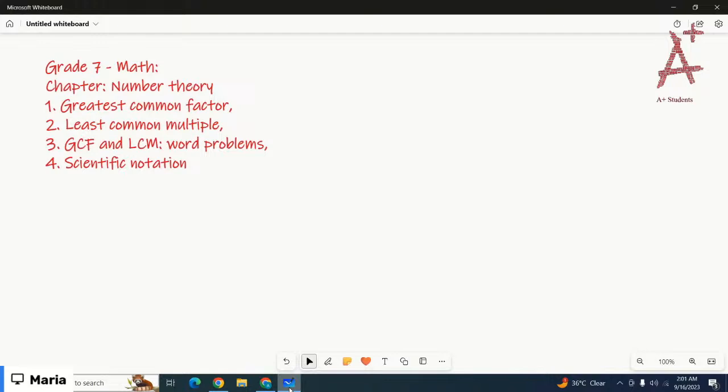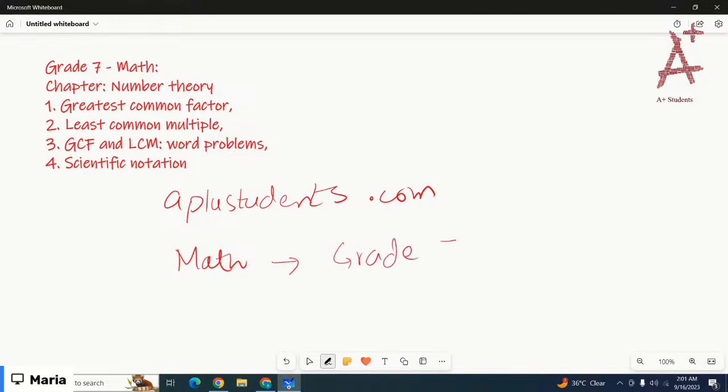Here for grade 7 math. You can find all the lessons on aplusstudents.com. You have to log in there using your email address, and the password is provided by the administrator. Then you have to select math from the subject tab, scroll down to grade 7, and then click on view all lessons.